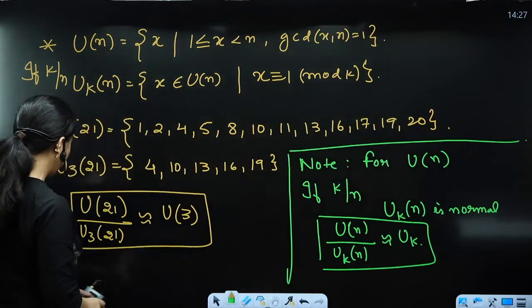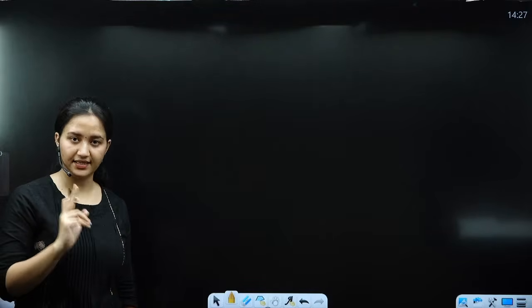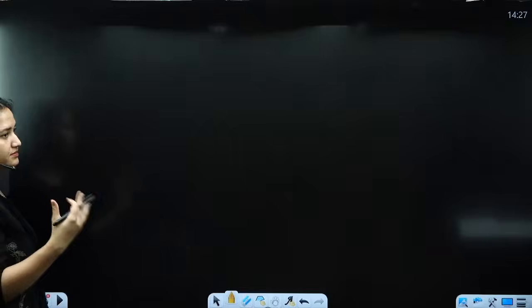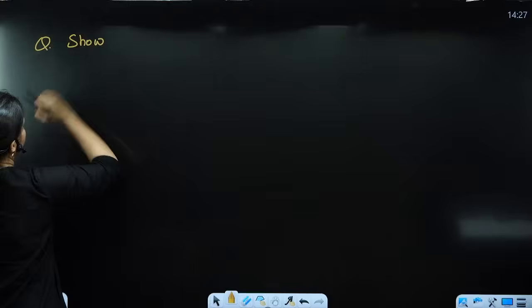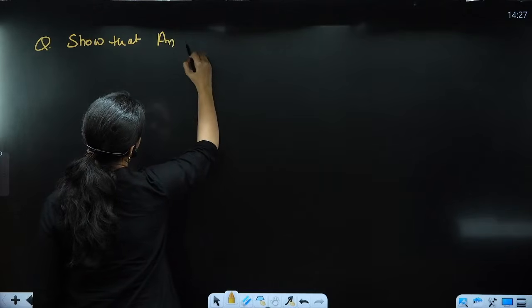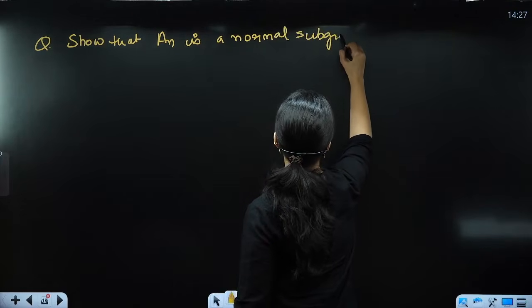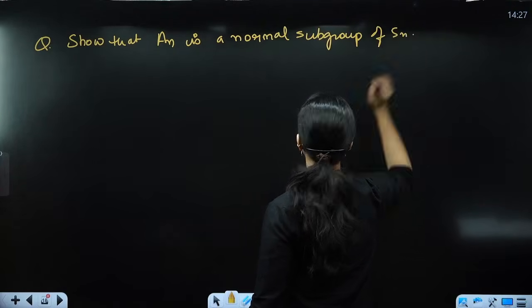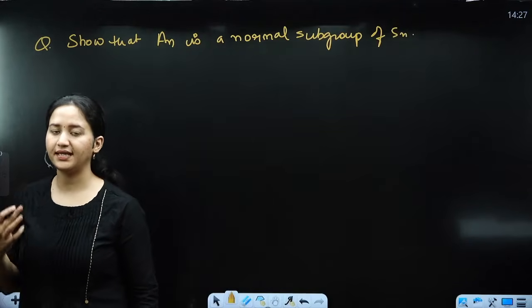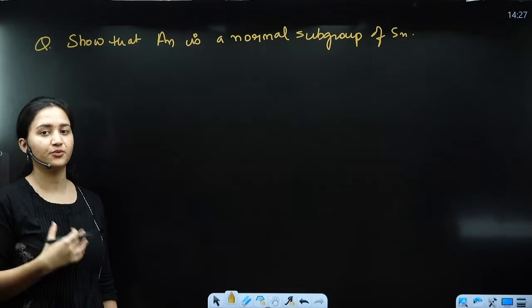All right. Now let's talk about our most favorite group, that is your SN group, for which we have not even discussed normal subgroups yet, right? So before we dive into our permutation groups, first let's talk about one question, that AN is a normal subgroup of SN. Think about it for a second, how can you show that AN is a normal subgroup of SN? We know it is a subgroup, but if it is a normal subgroup, how will we show that?